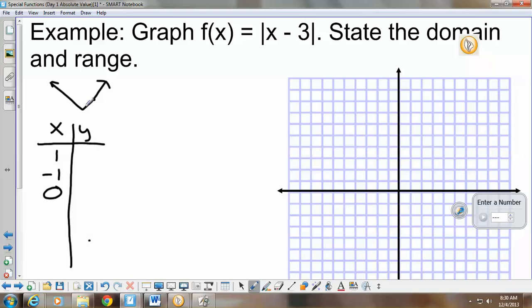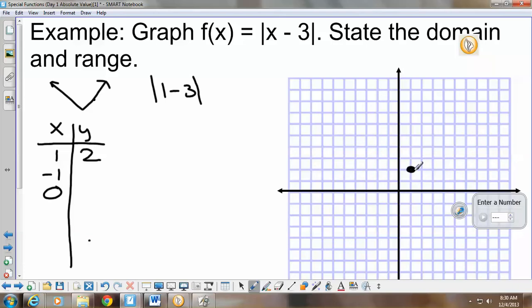So we are ready to go ahead and substitute some of our values in to find our Y values. Let's substitute 1 in for x into our function. We can take 1 minus 3, the absolute value of 1 minus 3. 1 minus 3 is negative 2, and the absolute value of negative 2 is 2. So our first ordered pair is 1, 2. Over 1, up 2.